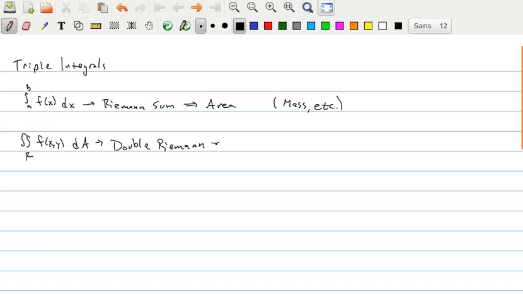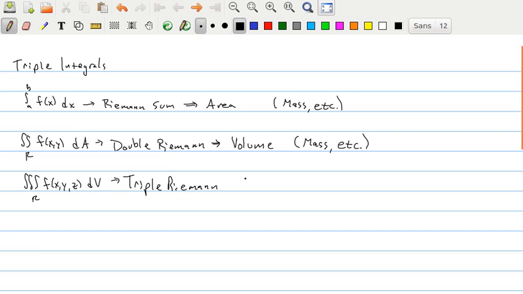And again, rather than thinking of this as area, the first we integrated with respect to length and we get area. The double integral, we integrate with respect to area and we get volume. Or as we saw, we had other applications including mass, moments, and so on. If we look at a triple integral, this is now the integral of a function of three variables with respect to volume. This is defined in terms of a triple Riemann sum.